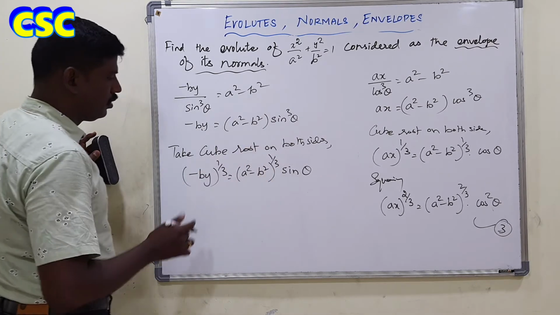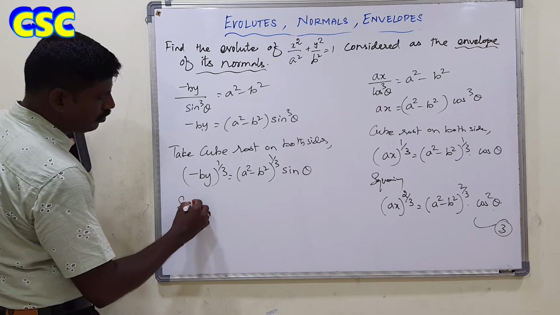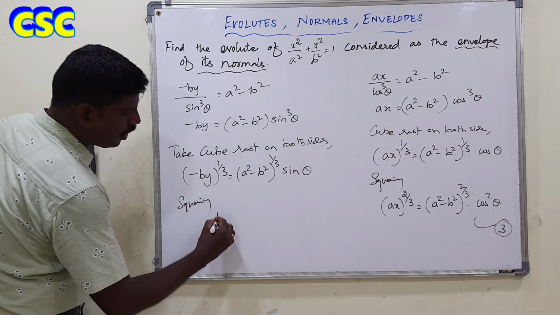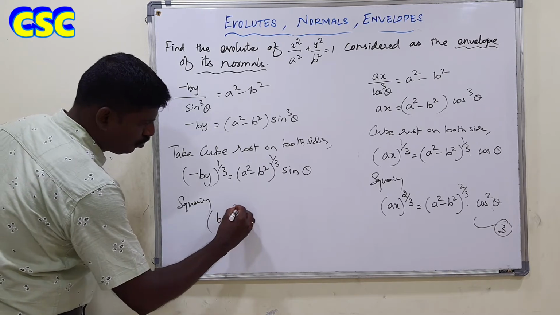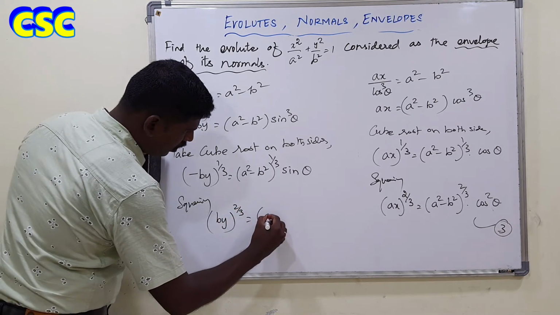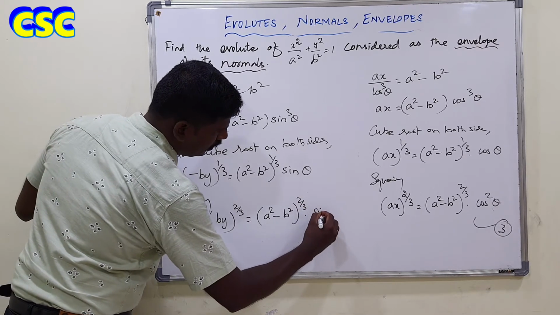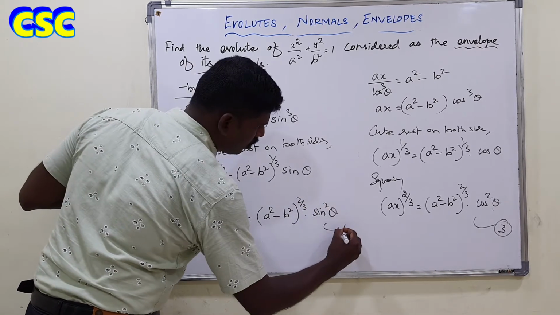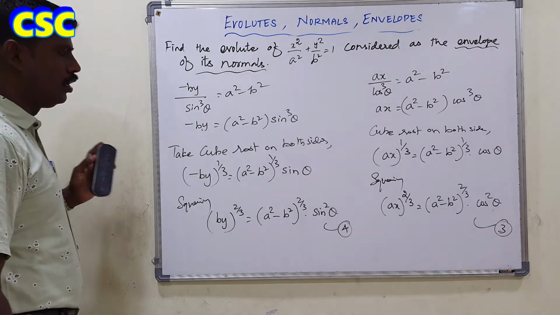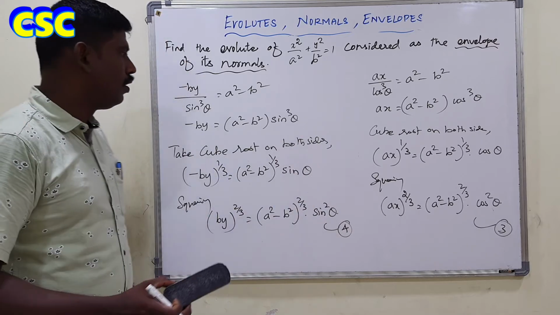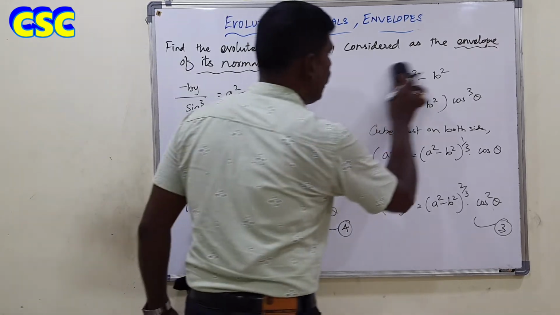Right. So squaring on both sides. When you take the square, this minus becomes plus. So by power 2 by 3 is equal to a square minus b square to the power 2 by 3 into sin square theta. Call it equation number 4. Now I am going to add 3 and 4. We can eliminate theta between them.